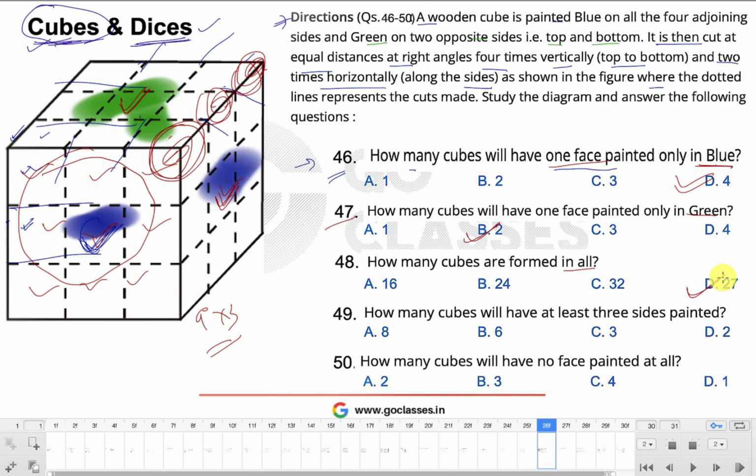How many cubes will have at least 3 sides painted? Obviously these corner cubes have 3 sides painted. So how many corners are there? 8 corners.